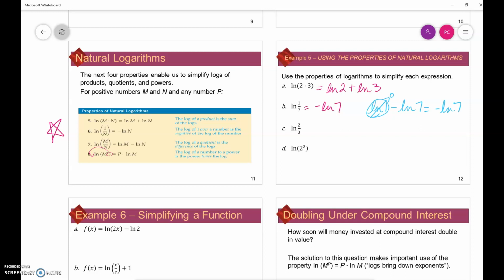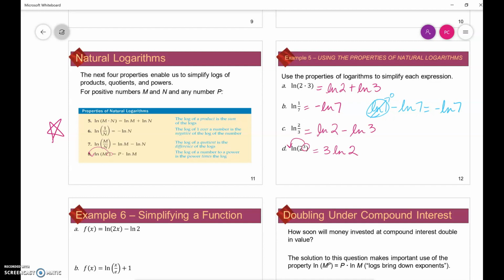Then on C, again, the division breaks up to subtraction, so I have ln of 2 minus ln of 3. And on D, the power rule brings that 3 out front. I have 3 times the ln of 2, and then you're done.